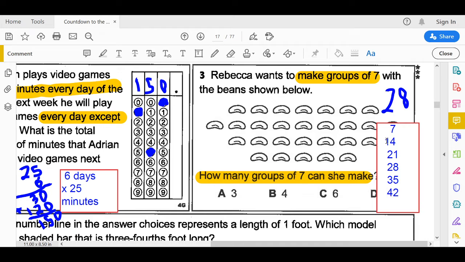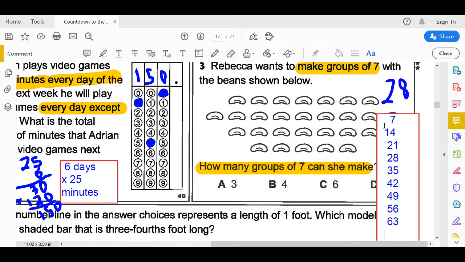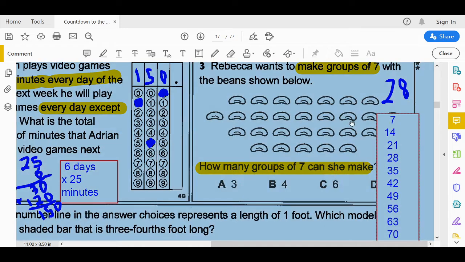The next number should be 49. Then 49 plus 7 more, that will be 56. Next number should be 63. And our last number of the tables of 7 is 70. Okay. Great job there.